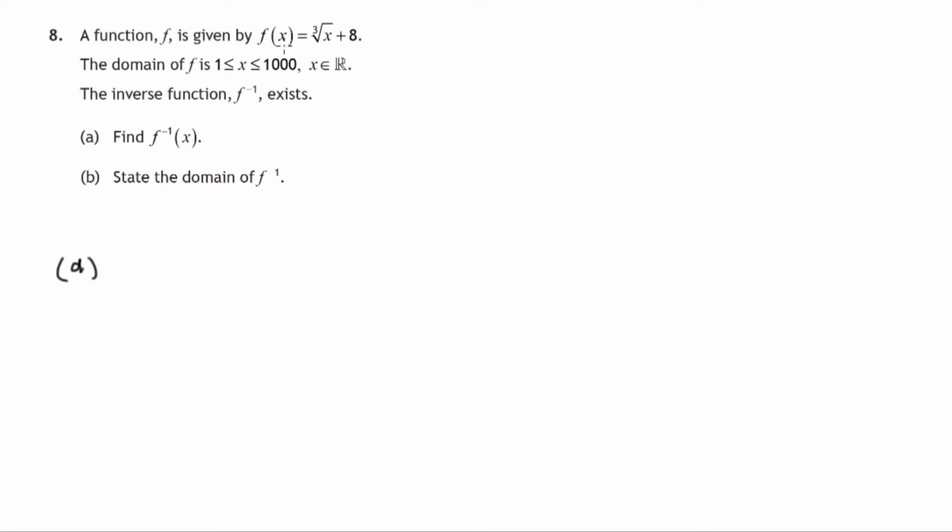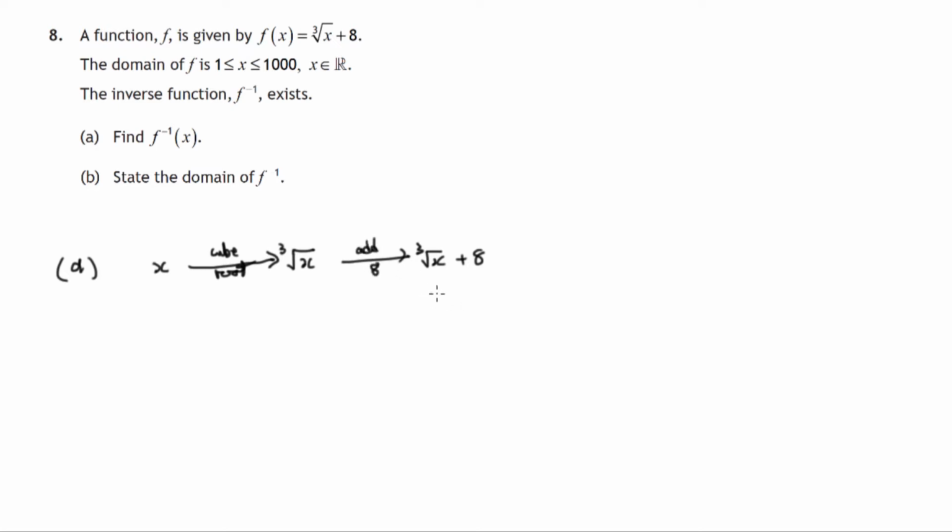But first of all, the simplest way I feel of doing this would be to say, what on earth does f do to a number? Suppose we start off with x. First stage in this is that we find the cube root of x, and then we add 8. So there's two stages to this. We take the cube root, and then we add 8.